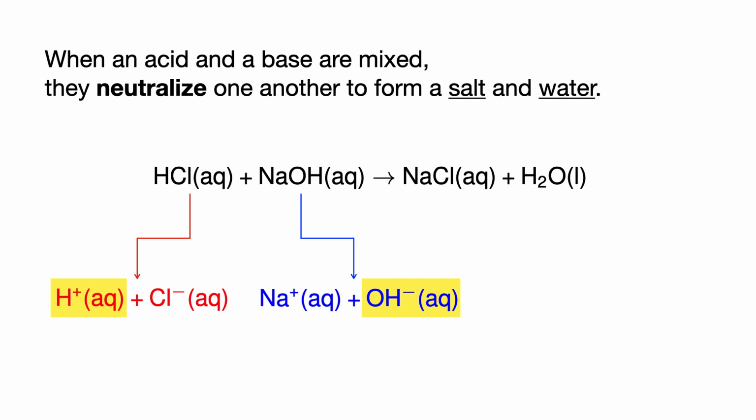And it's worth reminding ourselves that when we write something like NaCl aqueous, anytime we have an ionic compound that's aqueous, that's dissolved in water, it's important to remember that those ions really are separated. And so this represents sodium ions in water along with chloride ions in water.